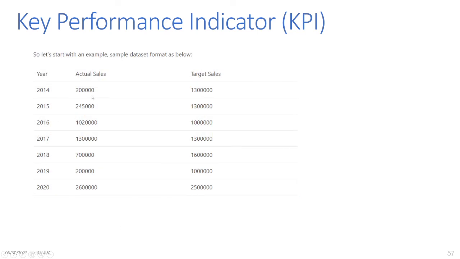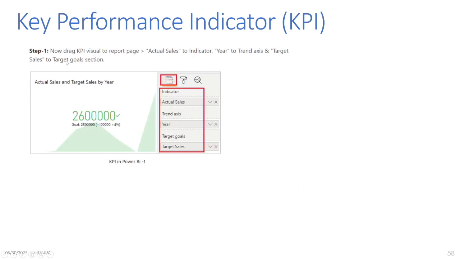So let's start with an example sample dataset formatted as below. We have the year, actual sales, and target sales. Now drag the KPI visual to the report page. Actual sales goes to indicator, then year to trend axis, and then target sales to target goals.